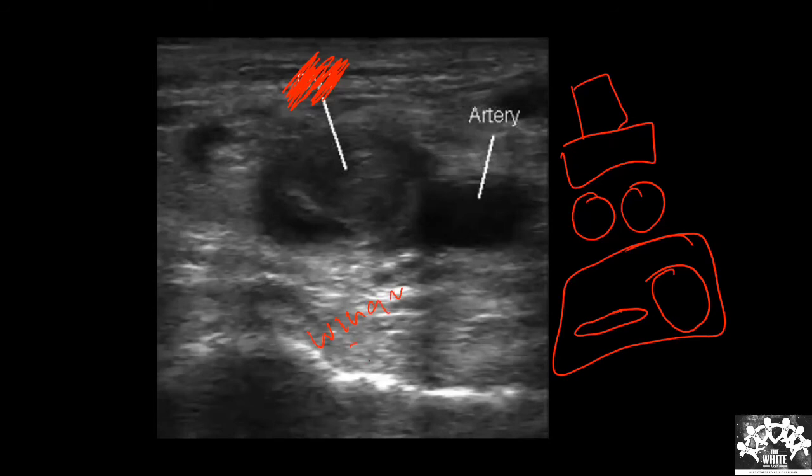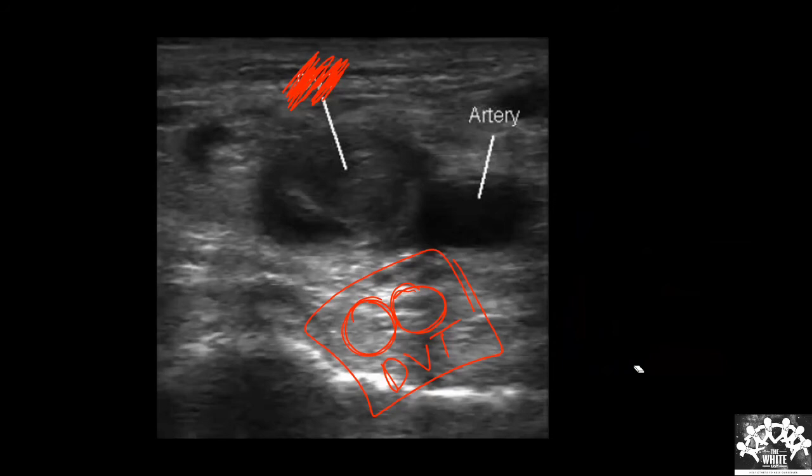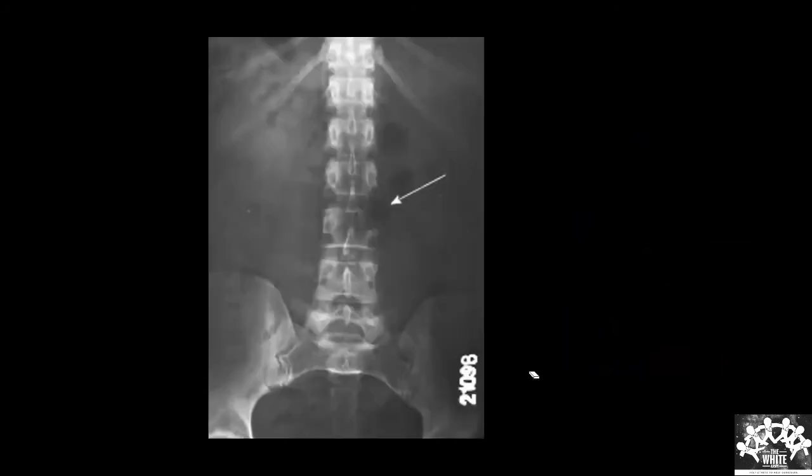Is this statement true or false? The winking sign suggests that DVT is present. Good. The winking sign is present, so it is not DVT. Now imagine the winking sign is absent. When I compress this, it is not compressing. Both look like circles, both open eyes. Now this suggests DVT, true or false? Yes, it is true. It is DVT. That's very important.